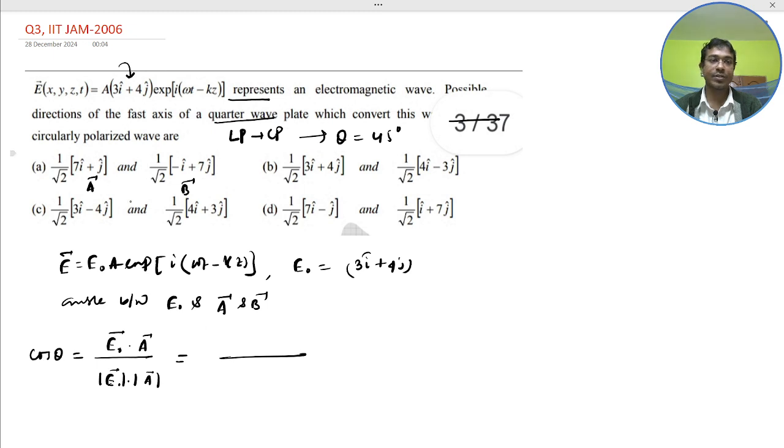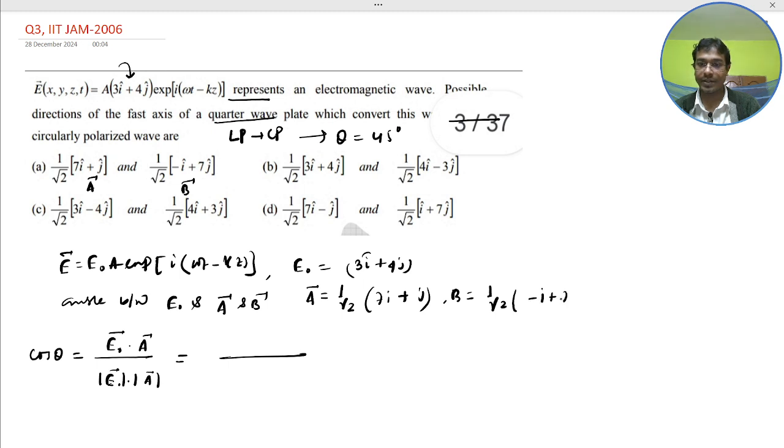So this would become just dot product of this, and here I just write A is 1 by root 2 into i plus j, and the B is equal to 1 by root 2 into minus i plus j. So this would become the 1 by root 2 into 21 plus 4, and this is the root 25 and the root 50 by 2. So this would become 1 by root 2, that implies theta would be 45 degree.